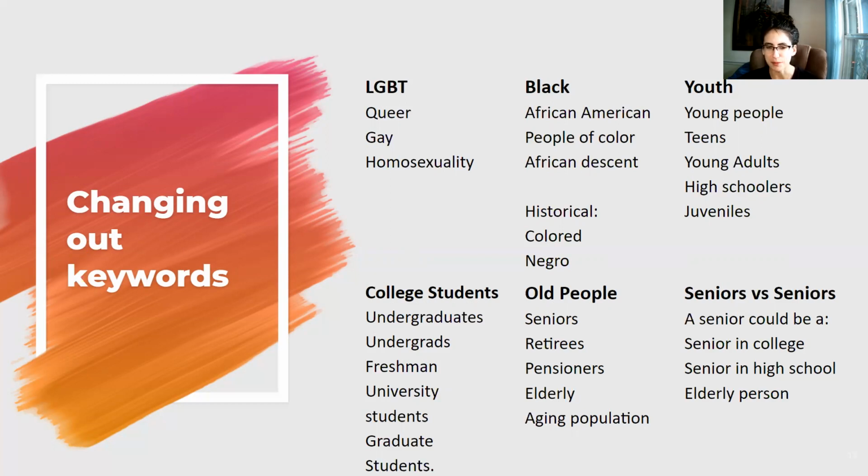And then you have the idea too that sometimes you think your keywords are specific, but they have multiple meanings. So that's why I included here seniors versus seniors. A senior could be a senior in college, a senior in high school, or could be an elderly person. So you want to keep that in mind when you're thinking about your keywords.